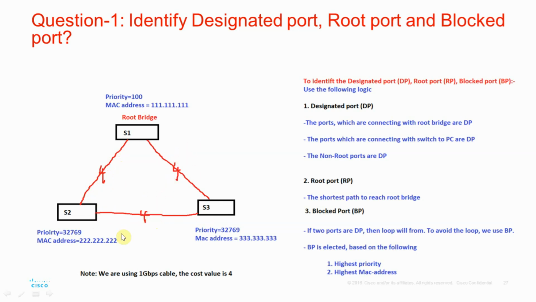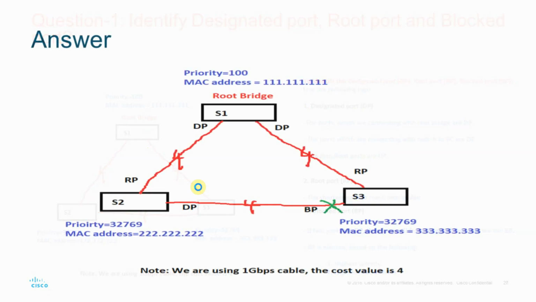The cost will be 8, so I will not choose this. For S3, this is the shortest path to reach root bridge, so this is the root port. See here, for S2 and S3, this is root port, RP, because this is the shortest path to reach root bridge.